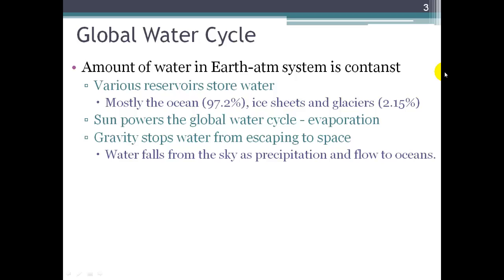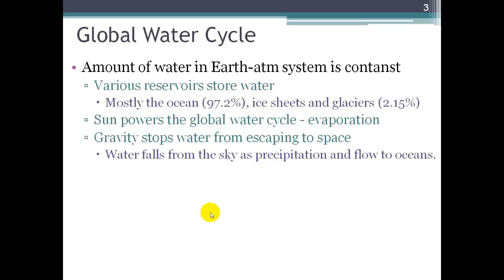The global water cycle is a way to account for all of the water in the Earth atmosphere system, which is a constant. There are tiny amounts that can come in through meteorites, but it's negligible. There are tiny amounts that can be lost through other processes, but we are ignoring those here and saying that the amount of water is, for all intents and purposes, constant.